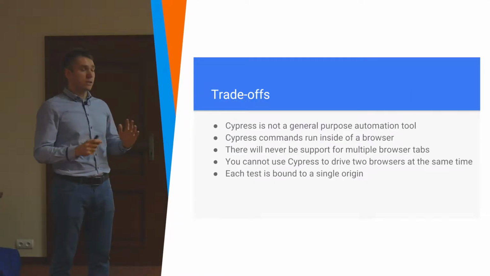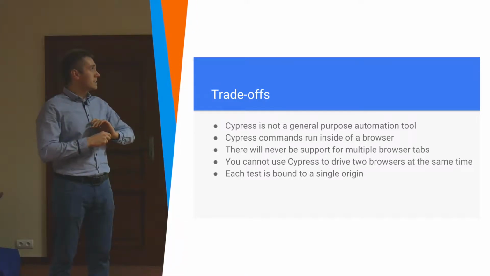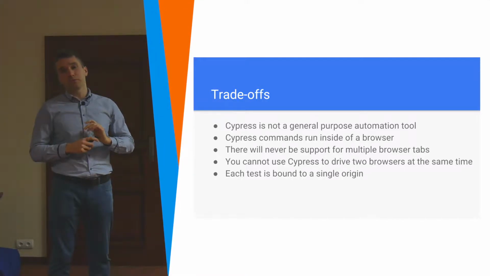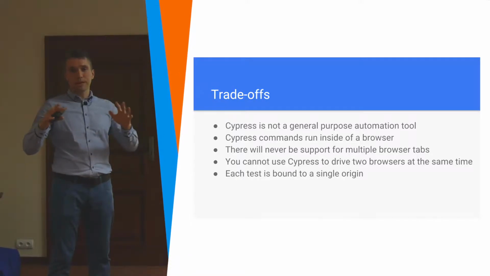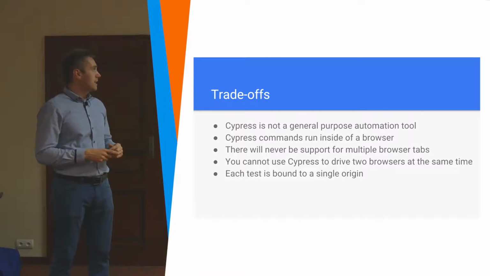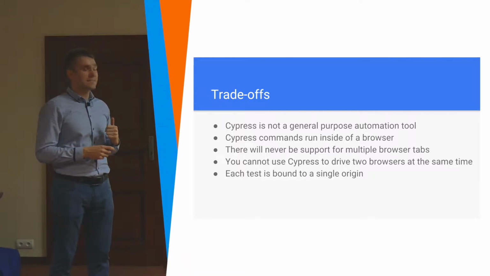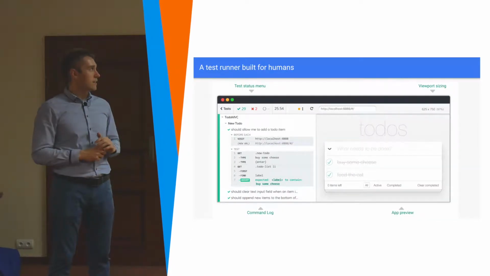It has some trade-offs, which is that it's not really a general-purpose automation tool. You cannot, for example, have two tabs running at the same time, or you cannot use tabs. But that's not really that much of a problem because it has some really cool features.